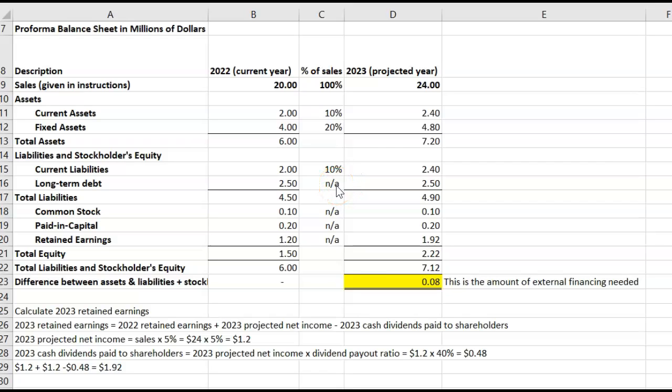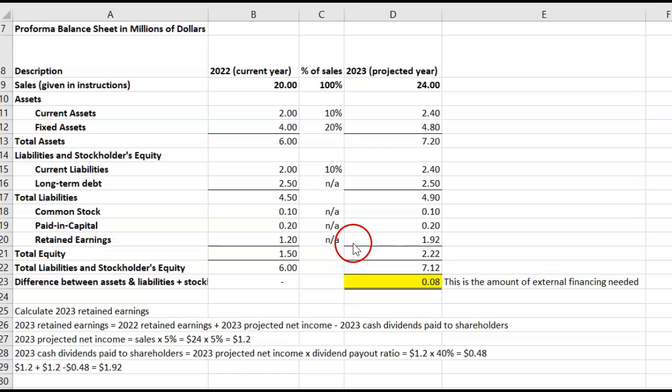Long-term debt is not necessarily affected by sales because we may or may not need to borrow more to produce these sales. That's the purpose of this exercise. Common stock and paid-in capital won't change with sales unless we decide to sell more common stock. So, again, if we need more financing, we may sell more stock, or we could decide to buy stock back. Those would be the only things that would change that balance.